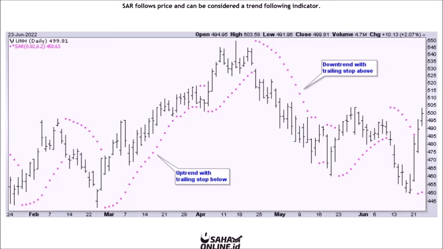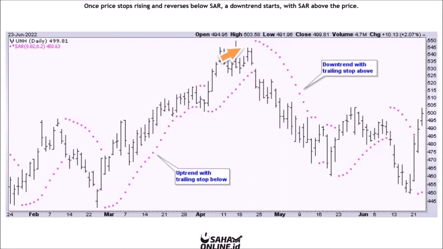SAR follows price and can be considered a trend-following indicator. Once a downtrend reverses and starts up, SAR follows prices like a trailing stop. The stop continuously rises as long as the uptrend remains in place. In other words, SAR never decreases in an uptrend and continuously protects profits as prices advance. The indicator acts as a guard against the propensity to lower a stop loss.